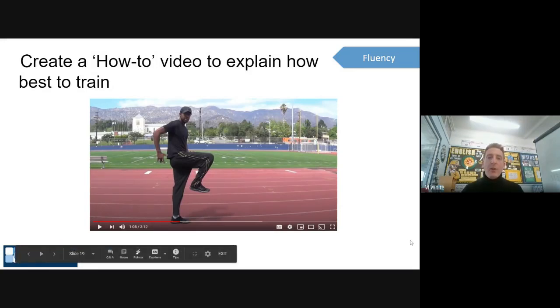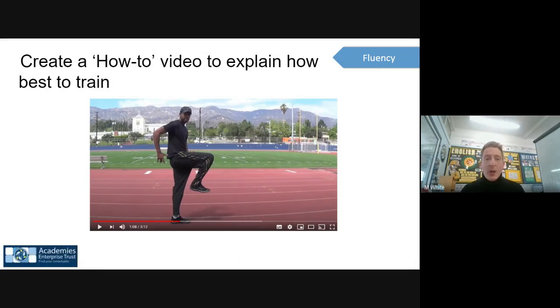Okay, and what he's doing there is creating a how-to video. Okay, and what I would like you to do, and again, you can do this in your garden, your front room, wherever you've got space, bedroom, whatever. Okay, I'd like you to create a how-to video to explain the correct running form, or how best to train to run quicker.